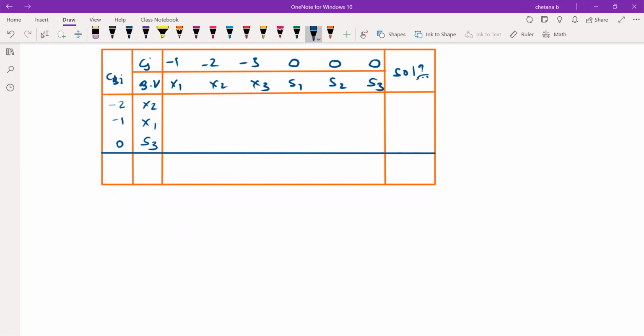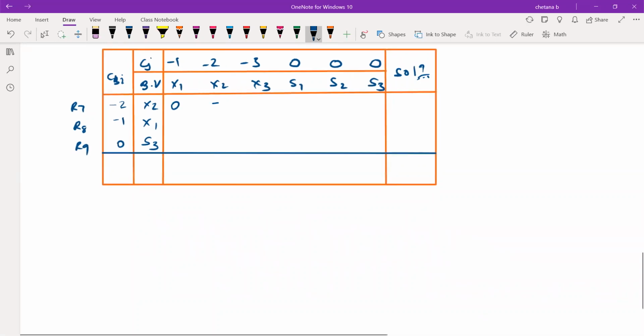Again, for R7, R8, R9. Okay. For R7, you should divide by -1. So 0, -1, sorry, +1, -1, 0, 0, and 0, 2.